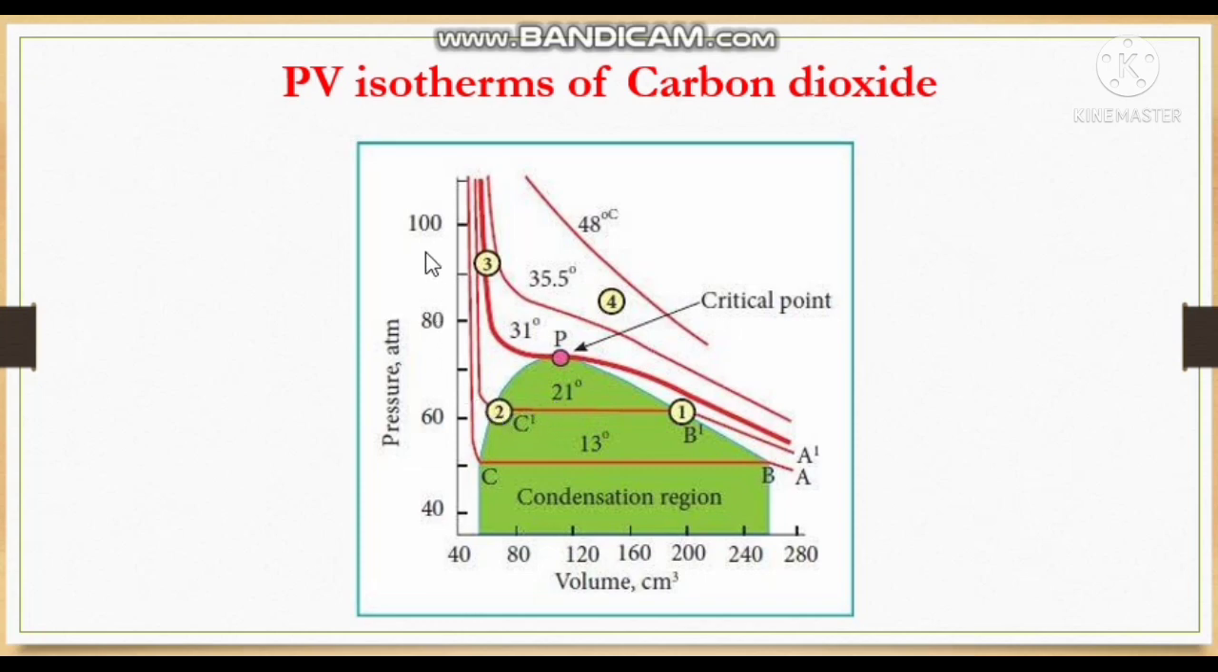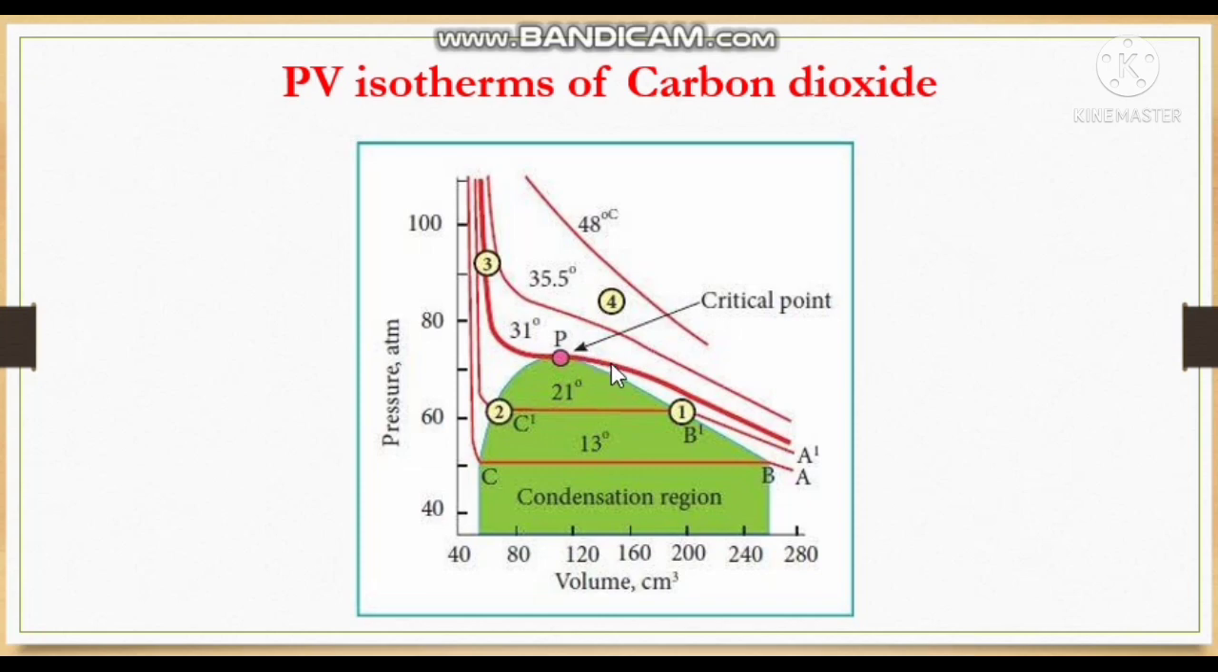The horizontal portion B1 to C1, representing the decrease in volume, becomes smaller as compared to the previous horizontal portion BC. At still higher temperatures, the horizontal portion of the curve becomes shorter and shorter until it reaches a point represented by the temperature 31 degrees Celsius. At the point P, called the critical point, it reduces just to a single point.